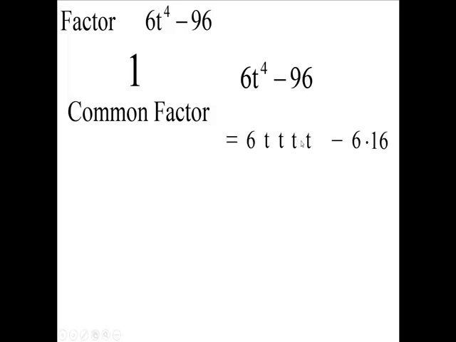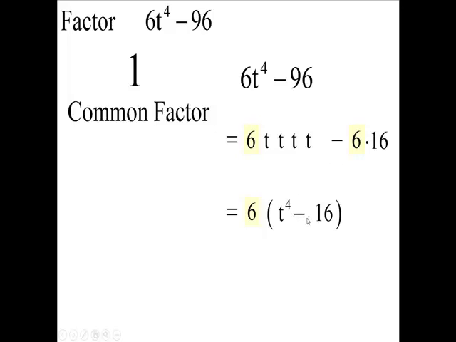So what do they both have in common? The 6. And when you pull the 6 out, you're left with 6 times t to the fourth minus 16. So we have factored out the one common factor, 6.